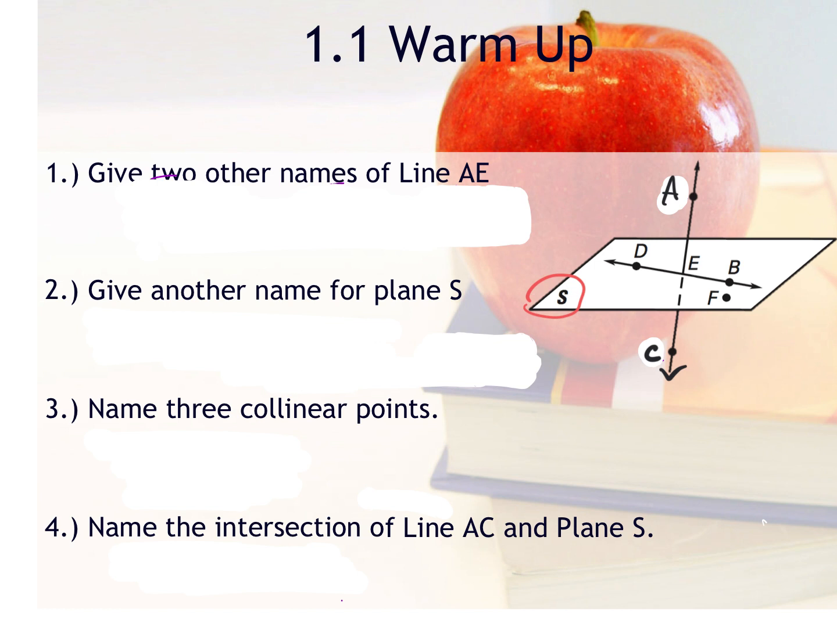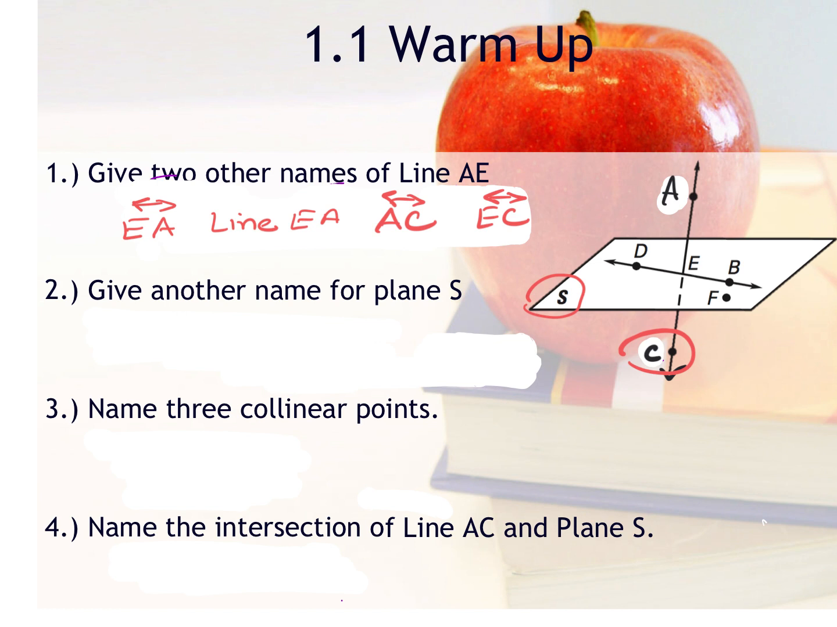You could just write it in reverse, and you could also put the symbol of a line on top, or you could write out the word line and then put the 2 letters. Now, there's also another point on line AE. It's this C over here. So you could also call it AC with the picture of the line on top. You could also call it EC, and again, you could reverse these letters as well.